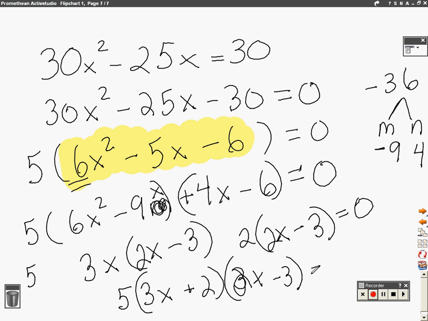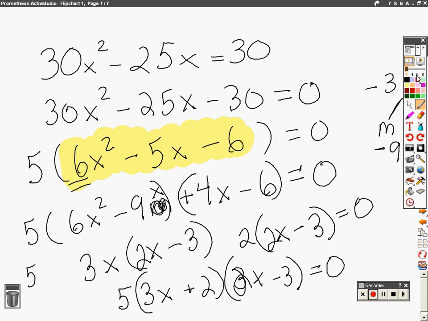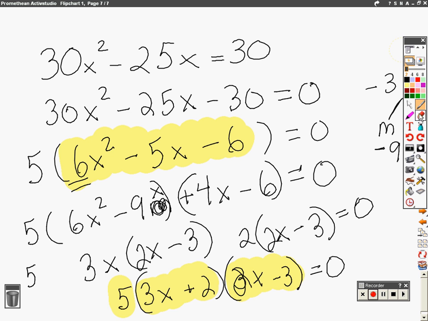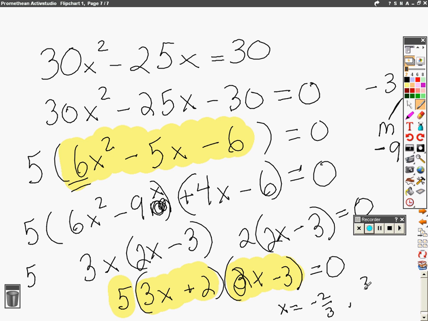times 2x minus 3 equals 0. And guys, our last step would be to simply set 5 equal to 0 and then cross it out, set this equal to 0, and set this equal to 0. And then you could solve and get your two answers for x, which after you solved it, I kind of ran out of room, would be x equals negative 2/3 and x equals positive 3/2. And those are the types of problems that you're going to encounter in 9-4.